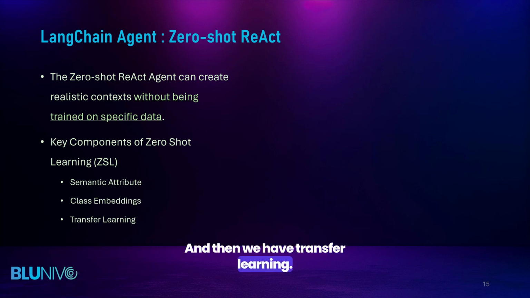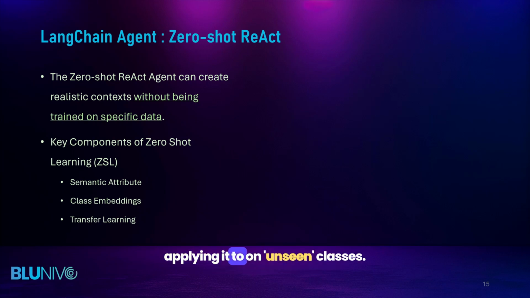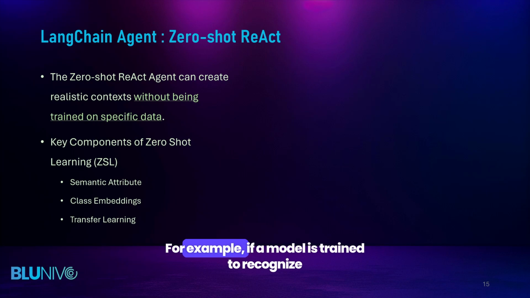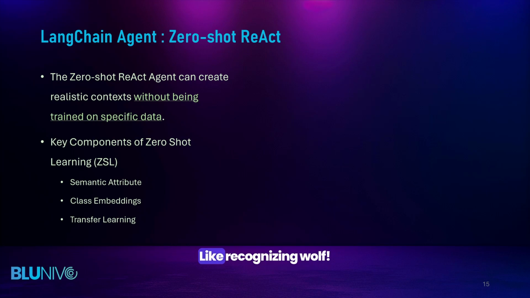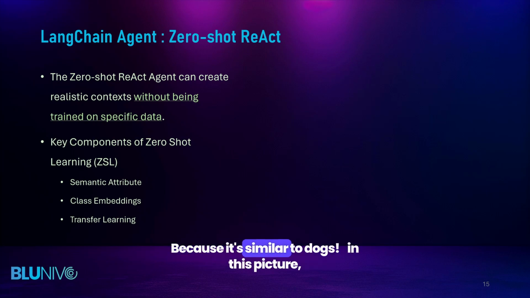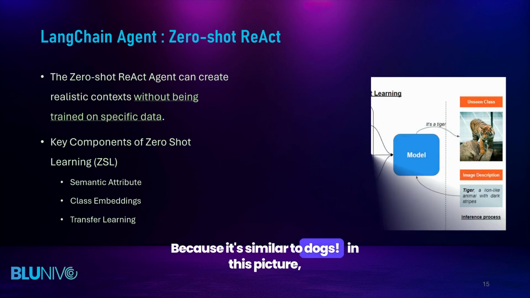And then we have transfer learning. This is where things get really interesting. Transfer learning is all about taking the knowledge the model has learned from seen classes and applying it to unseen classes. For example, if a model is trained to recognize different breeds of dogs, it can use that knowledge to identify new breeds or even different species, like recognizing a wolf because it's similar to dogs.